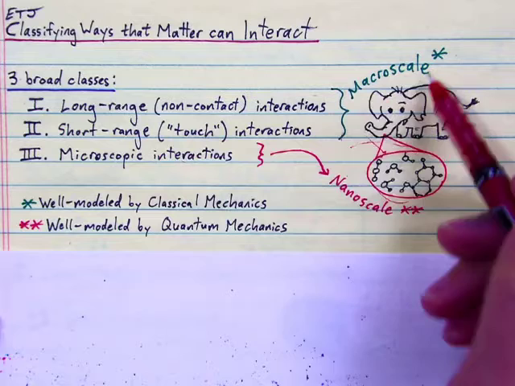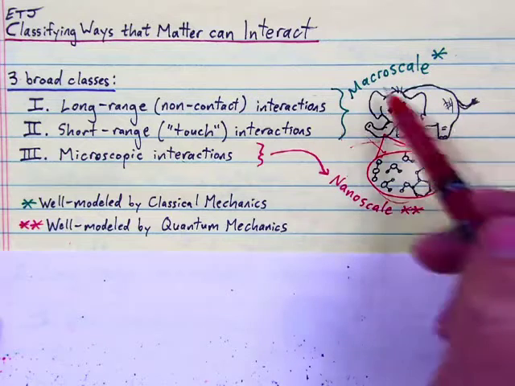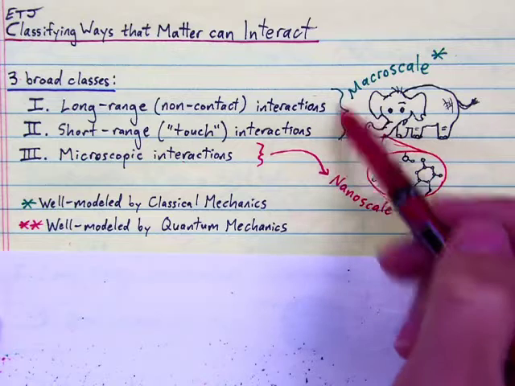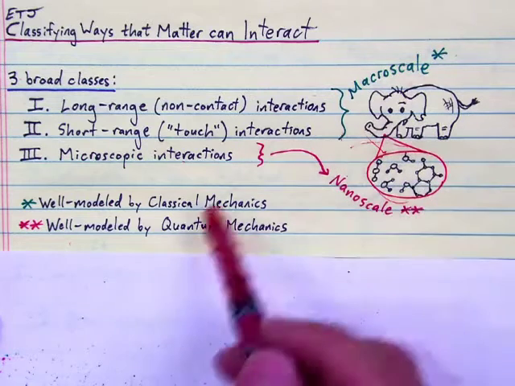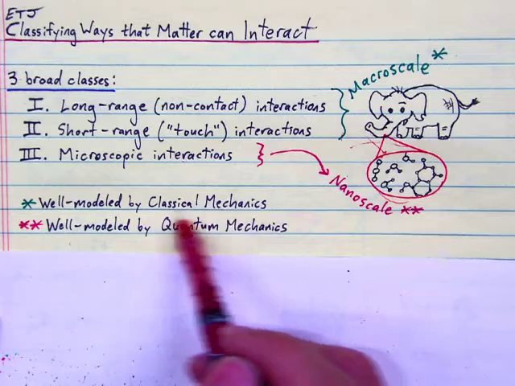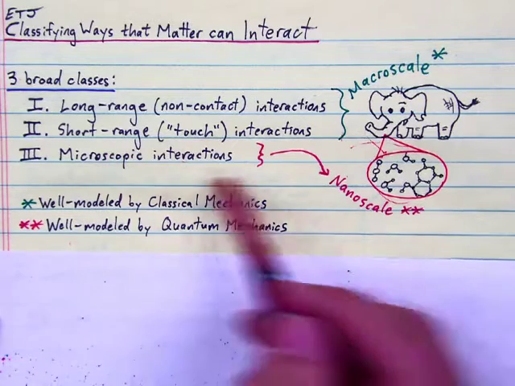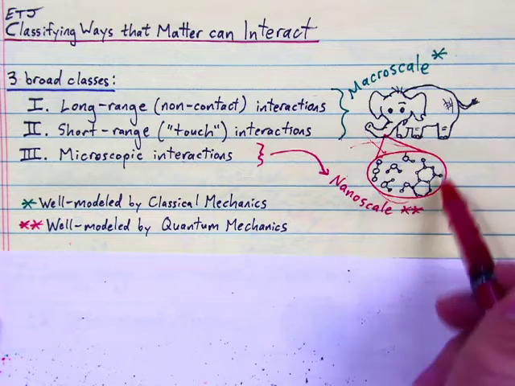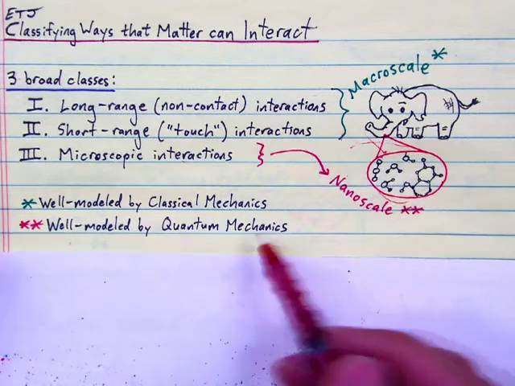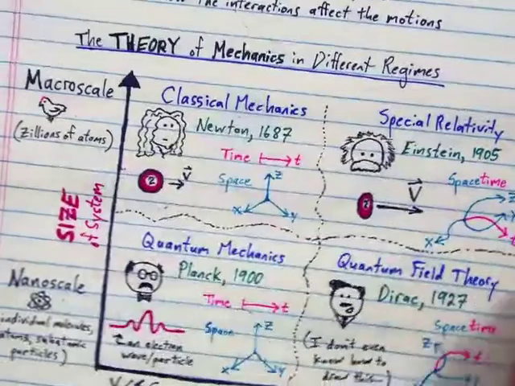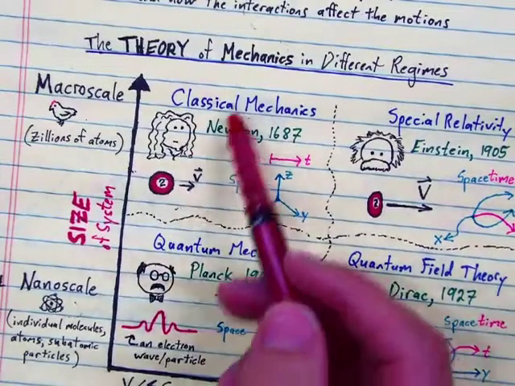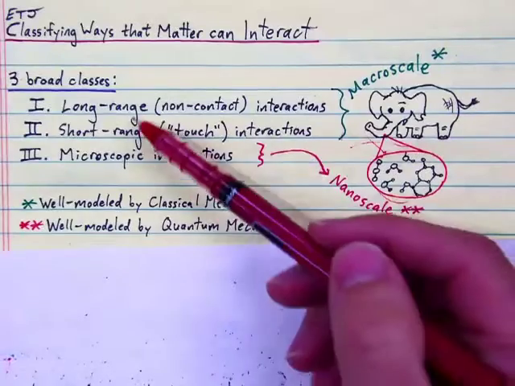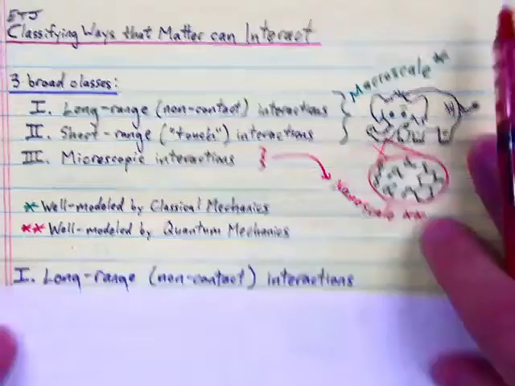And macroscopic objects, such as this pachyderm right here, composed of zillions of atoms, they experience these classes of interactions all the time. And those interactions can be well described by classical mechanics. However, down on the microscopic scale, or the nanoscale, with interactions between individual electrons, protons, atoms, molecules, those interactions require quantum mechanics to describe them. So, of course, classical mechanics we need to describe interactions between big things, and quantum mechanics for small things. Let's look at examples of each of these three classes of interactions.